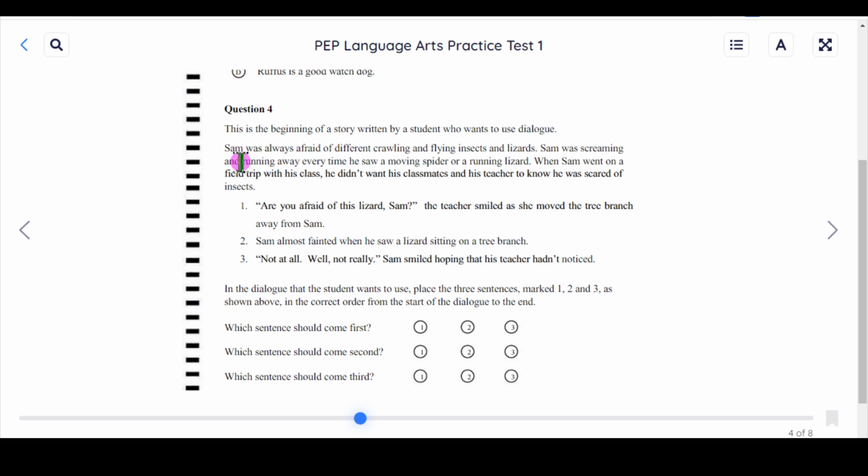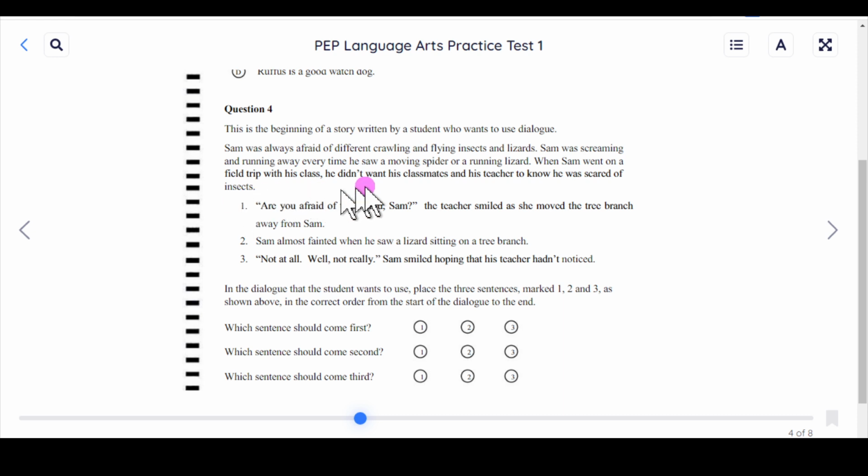So let's read through. Sam was always afraid of different crawling and flying insects and lizards. Sam was screaming and running away every time he saw a moving spider or a running lizard. When Sam went on a field trip with his class, he didn't want his classmates and his teacher to know that he was scared of insects.